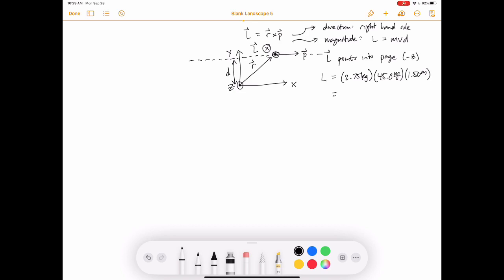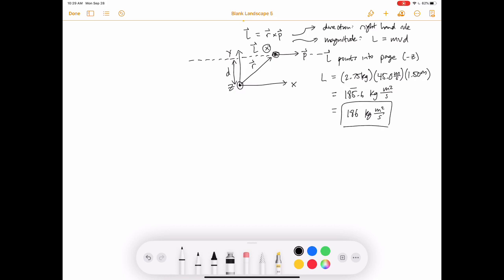If you calculate this, you're going to get 185.6, but we'll keep 3 sig figs. The units are kilograms times meters squared divided by seconds. So that rounds to 186 kilograms meters squared per second.